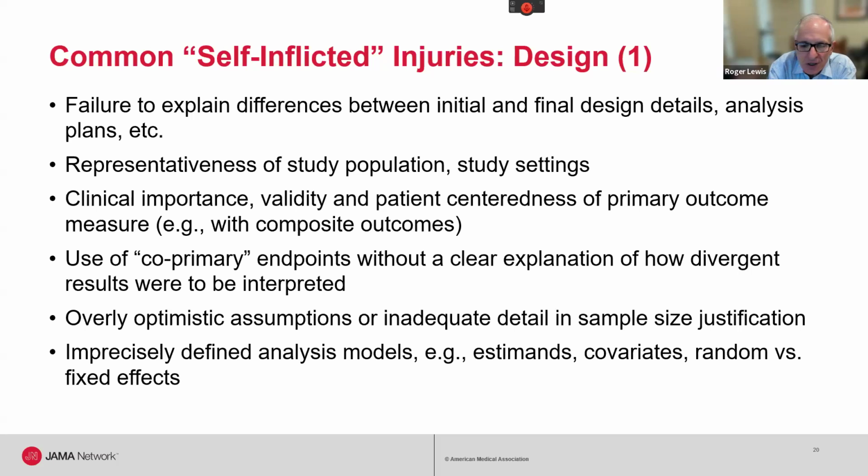Other issues are overly optimistic assumptions. For example, an underpowered negative trial with a trend towards benefit is not going to be one that's easily interpretable or can be communicated to a clinical audience. And then poorly defined analysis models. How exactly were you going to estimate the treatment difference? How are you going to deal with missing data, intercurrent events such as being lost to follow-up, deaths, competing risks, for example.